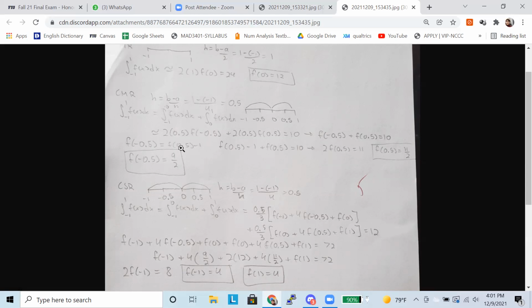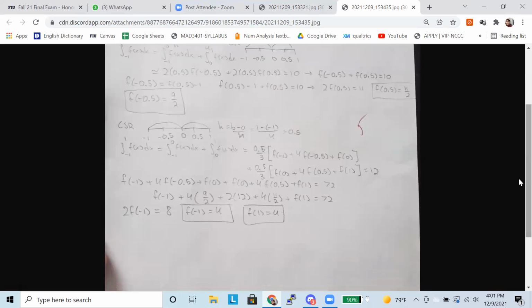Then there's another equation that the question gives you, and that's how you're supposed to figure this out. It says f of -0.5 equals f of 0.5 minus 1. So you have both these equations to work with. Once you do the algebra, you eventually get f of 0.5 is 11/2 and f of -0.5 is 9/2, right? So is that good so far? Yep. Looks good, bro.